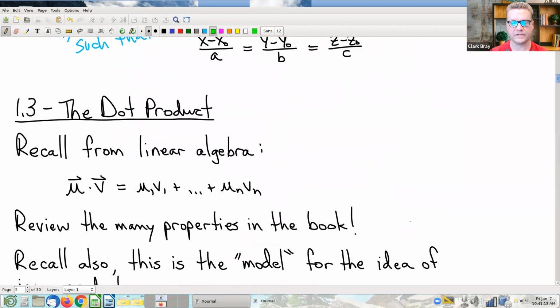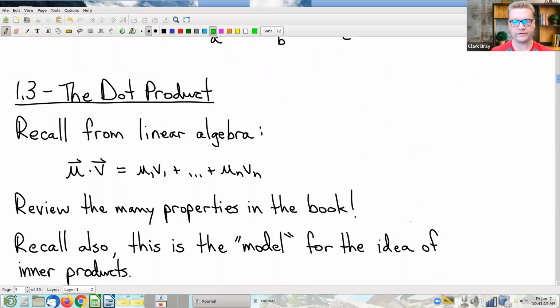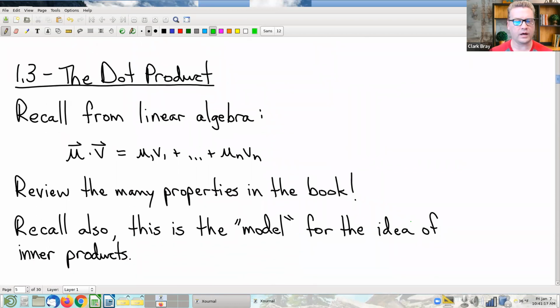Okay. All right, so that's section 1.2. We are now officially done with 1.2. Moving along to 1.3, the dot product. Now, this is another one that I think y'all should have seen most about the dot product in Math 218. It's, of course, a very standard construction in linear algebra. So here's the formula.